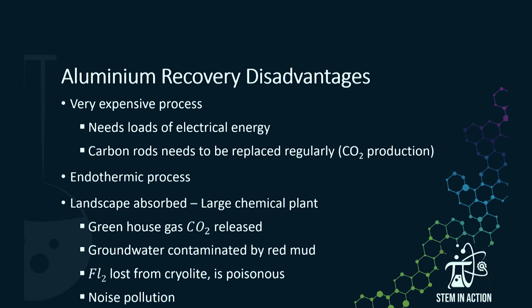And then large landscapes are being absorbed because chemical plants are so massive for this aluminium recovery to take place. And of course, where we have a chemical plant, we then have the release of greenhouse carbon dioxide gas. We've got groundwater possibly getting contaminated by the red mud. And we've got fluorine lost from cryolite, which is poisonous. Okay, and then it's a factory, it's a plant, so there's often quite noise pollution which surrounds the plant. These are just some of the disadvantages that are involved in aluminium recovery.